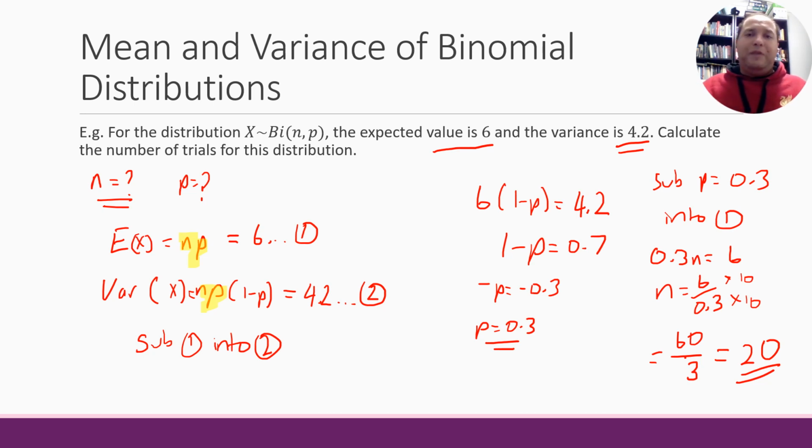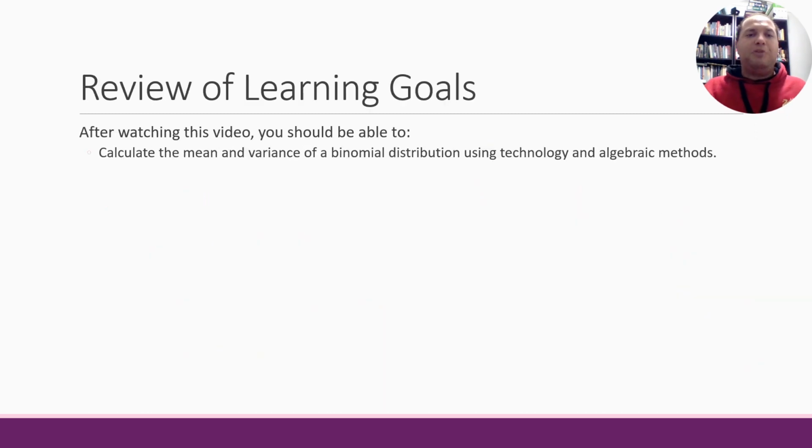That's more of a problem-solving, complex sort of question, but it's not too bad as far as the algebra goes. Just substitute your expected value NP in for NP in your variance formula, then rearrange the rest. Right, after watching this video, you should be able to calculate the mean and variance of a binomial distribution using technology or also algebraic methods.